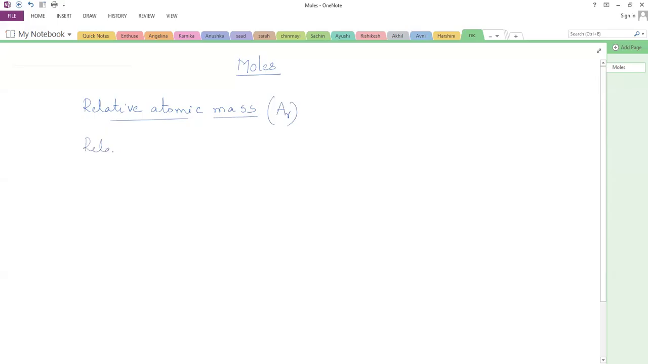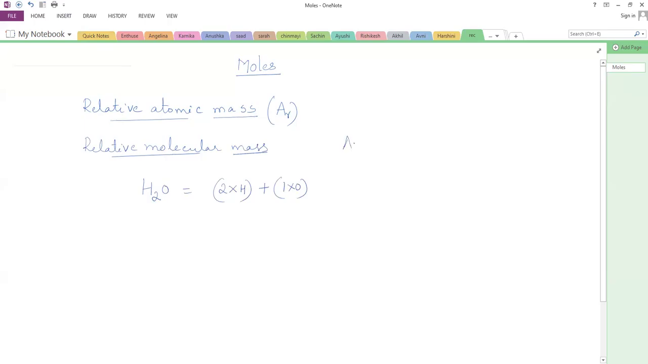Then relative molecular mass is simply adding the relative atomic masses of all the elements which are present in that formula. Then we are going to get the relative molecular mass of that particular molecule or compound. For example, if I want to find the relative molecular mass of water, you can see that there are two hydrogens and one oxygen.